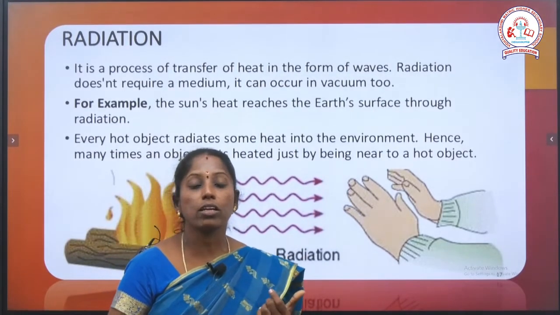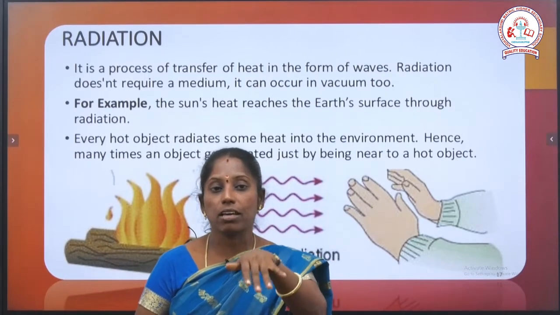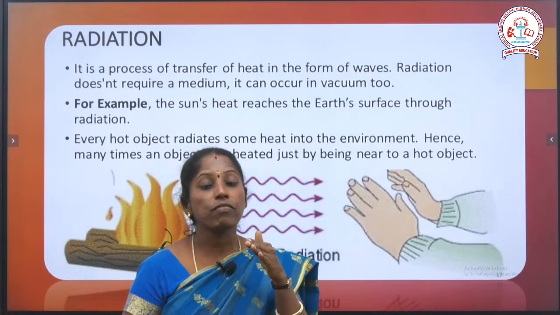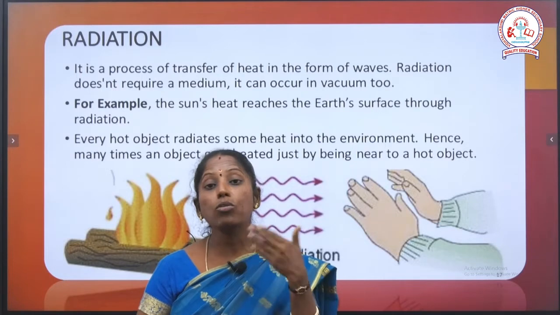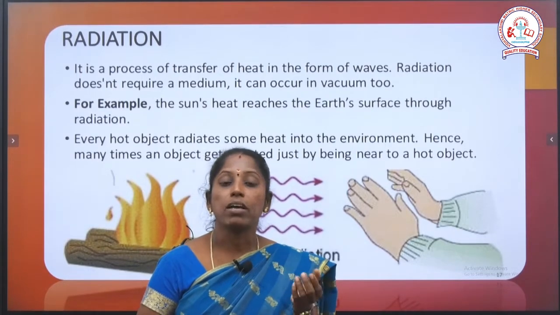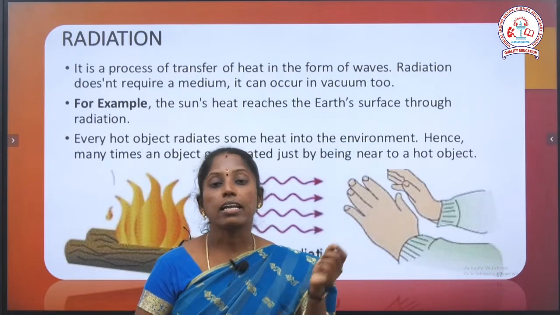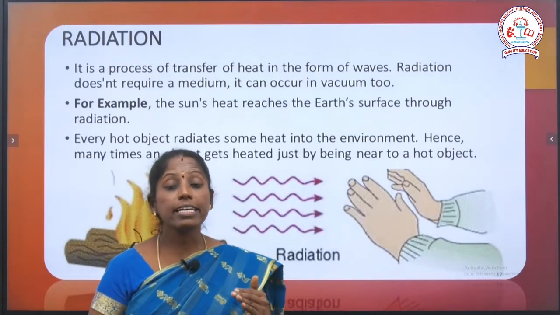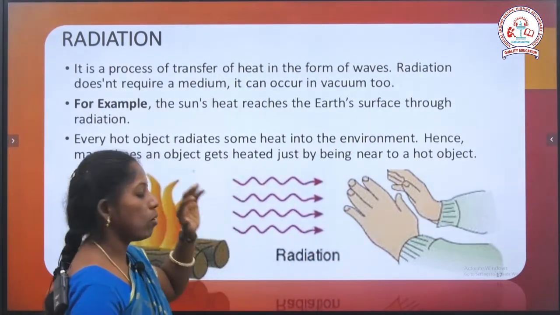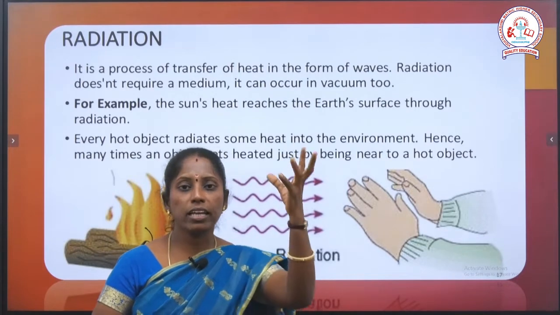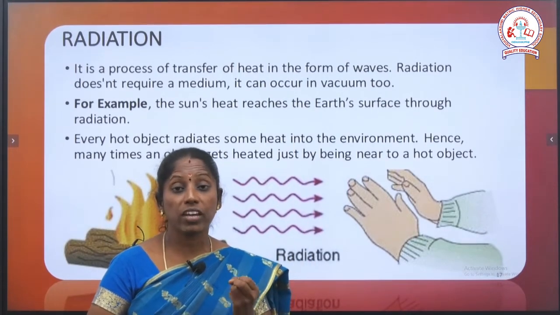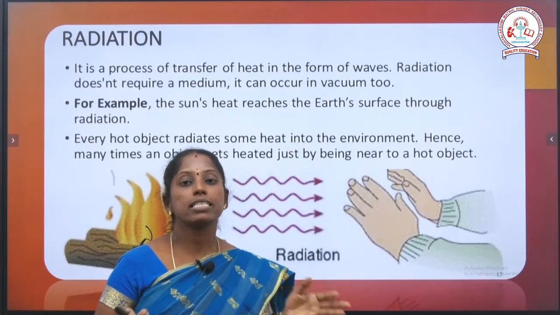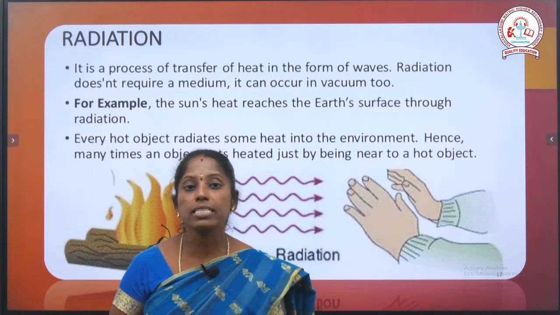So for example, the sun's heat reaches the earth's surface through radiation. So the radiation, what happens? The transfer of heat in the form of waves without a medium. Transfer of heat without a medium, that kind of heat transfer we can call radiation. This also is heat transfer from a hotter body to a colder body. Here, which is the hotter body? Sun is the hotter body. Earth is a colder body. So we get the heat from the sun through waves without a medium. There is no medium, just space, only air is there. So that kind of heat transfer we can call radiation.